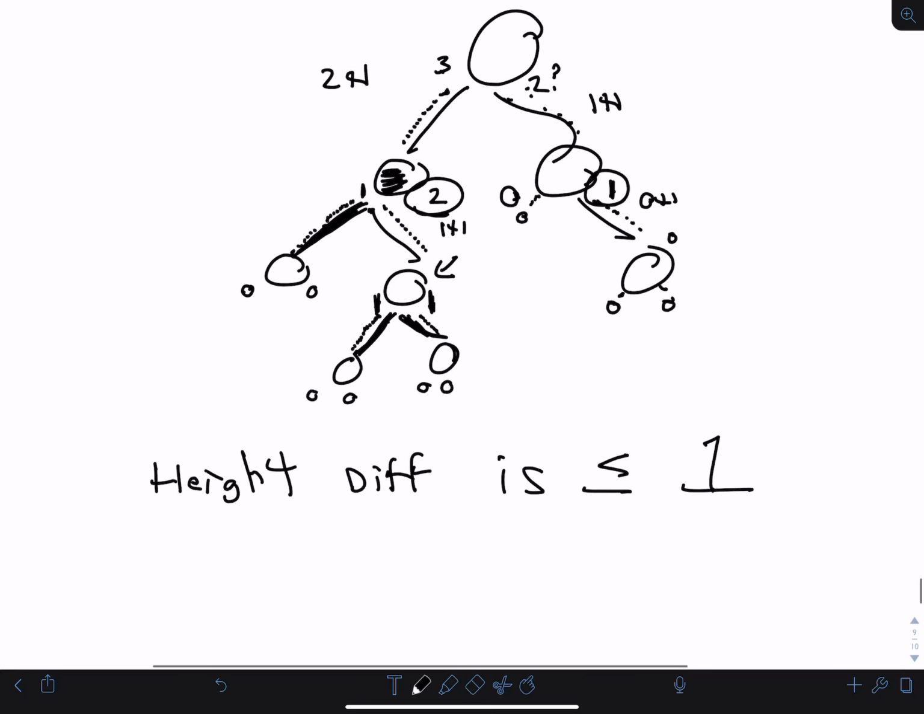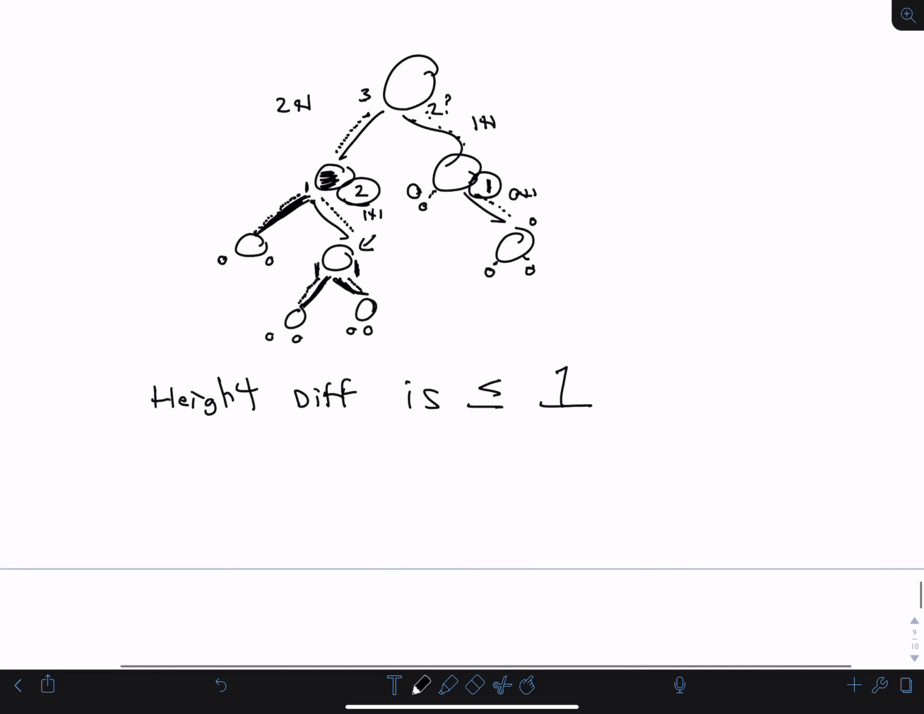Yay. So we will talk more about balancing when we talk about the AVL algorithm. But next class, we'll talk about traversals first.